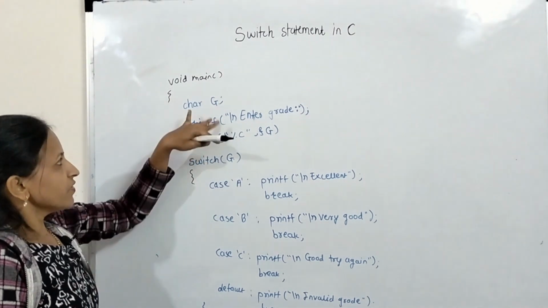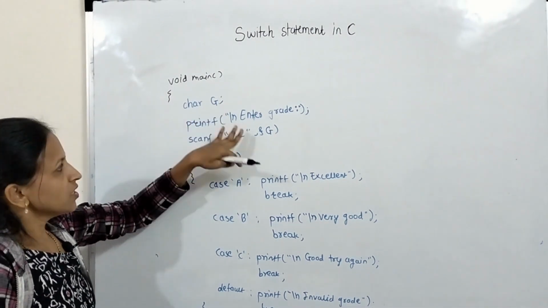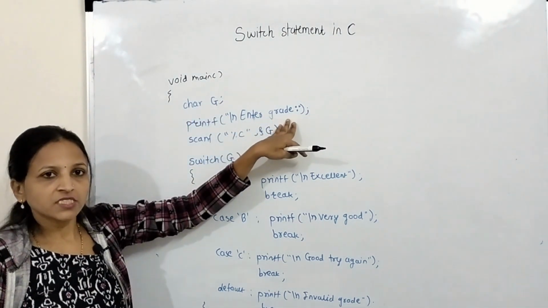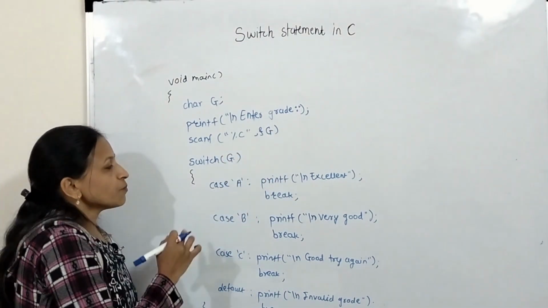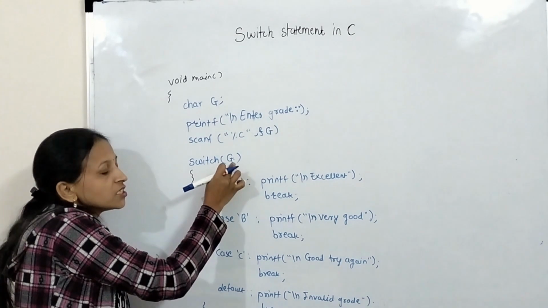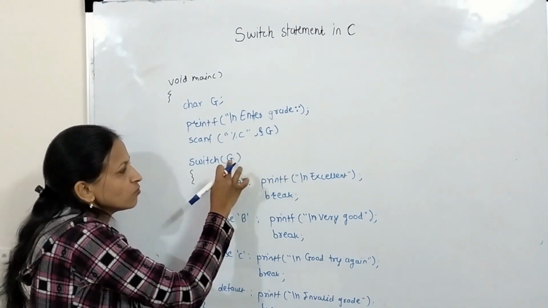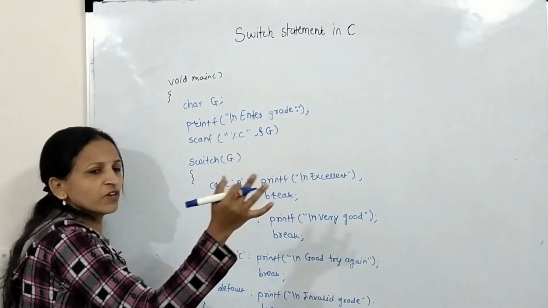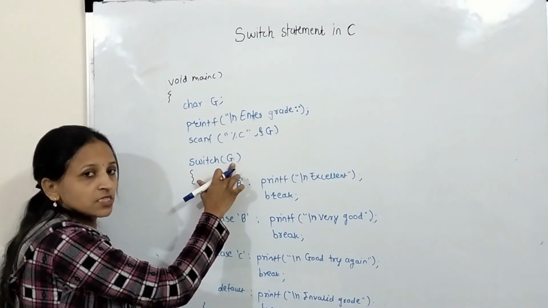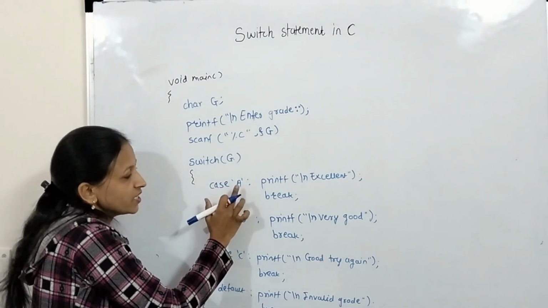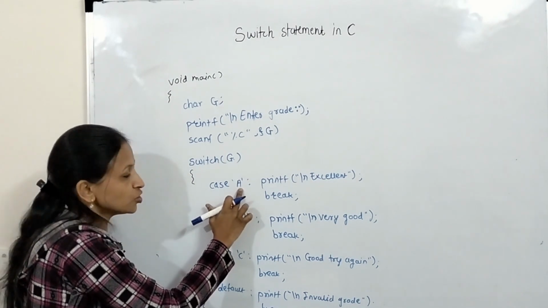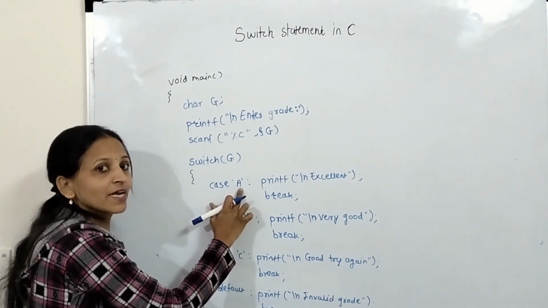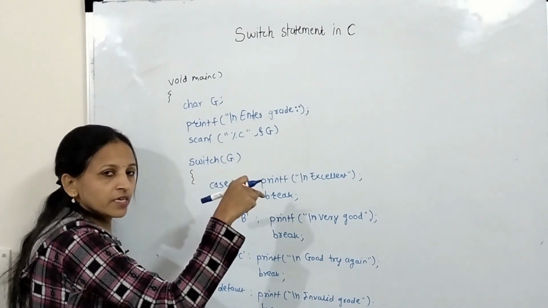Like here we have declared one character variable G. Here "enter grade" message will get displayed to the user. We have accepted that grade in that G variable. Now suppose the user is entering it. In switch G, whatever variable we want to check the value of, we have to place here, that is G. Here, see case A, there should be one space here, and we have written A, which should be enclosed inside single quotes because this is a character value.